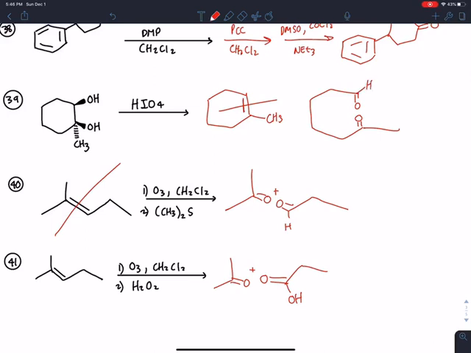HIO4. Again, this is not really how it works. You don't really form that double bond. It's just, I think it's easier for the students to see. It's also a ring opening reaction. It just breaks everything in half.